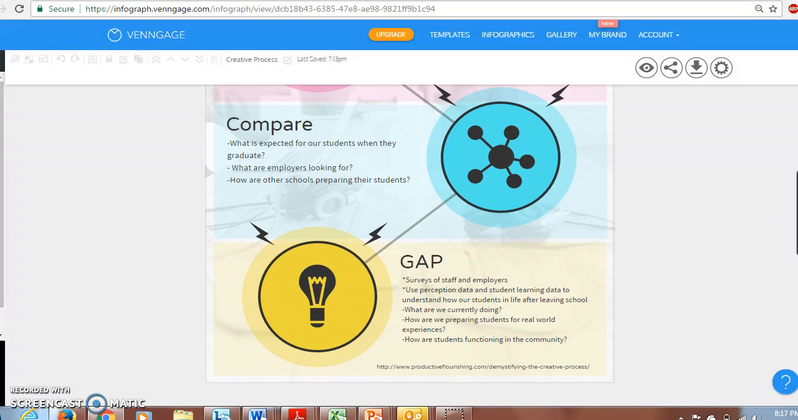Our next is gap. This is where we're going to do surveys of staff and employers. We're going to use perception data and student learning data to understand how our students are doing in life after leaving our school. So how are our students behaving once they leave our school? What are we currently doing? How are we preparing students for real world experiences? And how are students functioning in the community? And then just take a second, I'm using different infographics. Here you go.